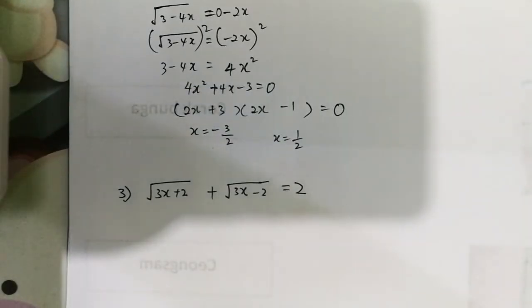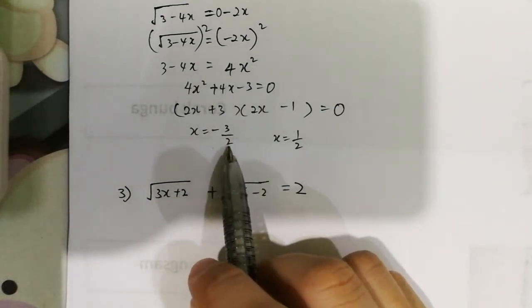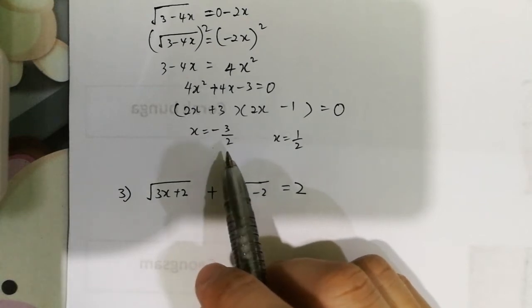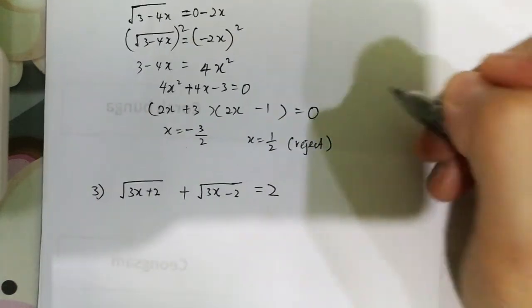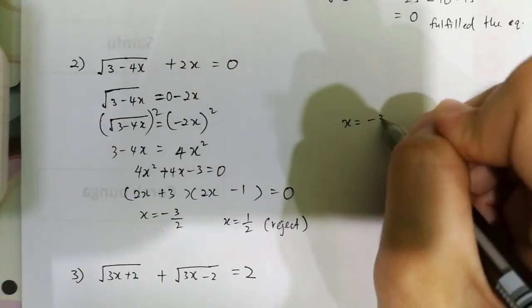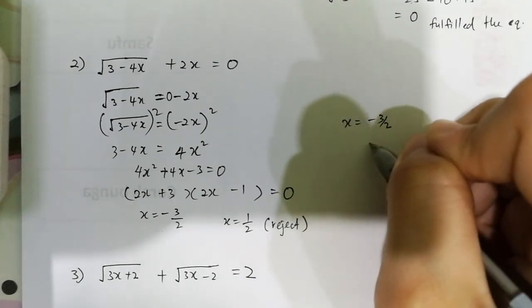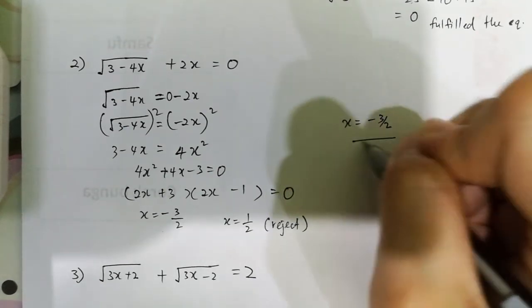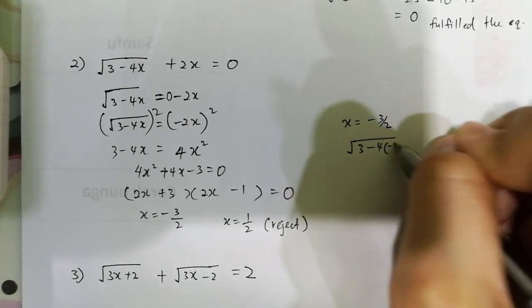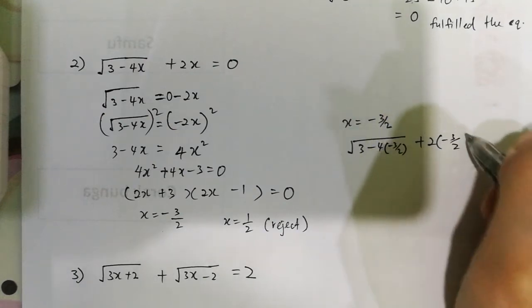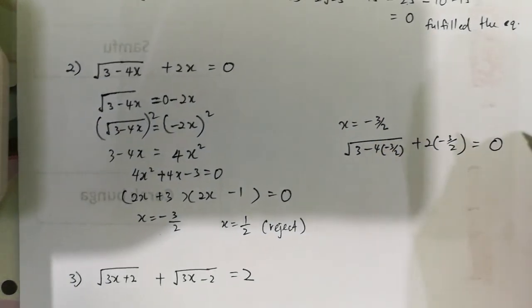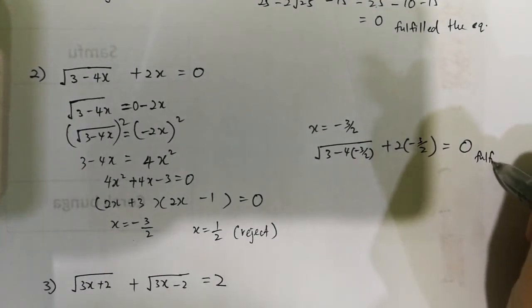Now you have to substitute, to see which one is accepted and which one is rejected. Normally we will reject the negative one, but please be careful here. The reason is the same. If x equals negative 3 over 2, then I substitute everything: 3 minus 4 times negative 3 over 2, use your calculator, over 2, I will get 0. Then it is fulfilled. Using the calculator is faster.